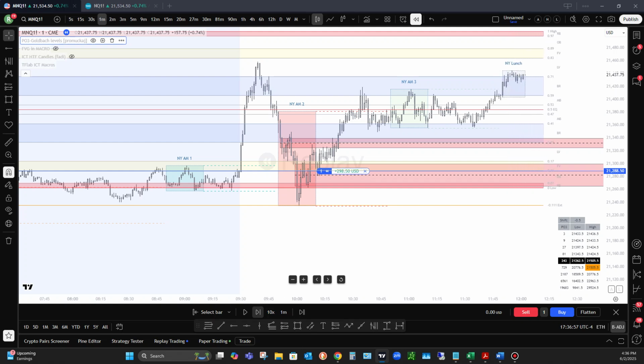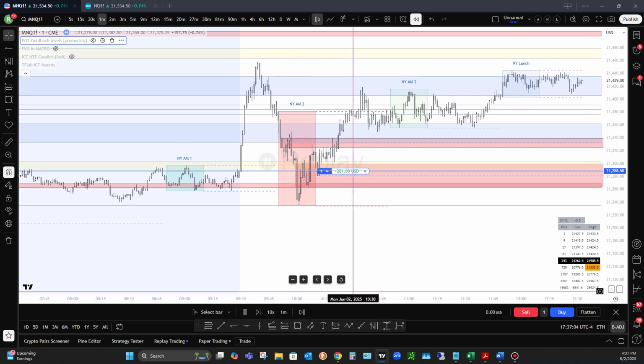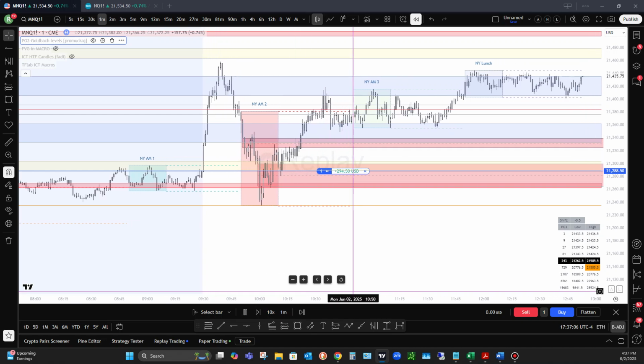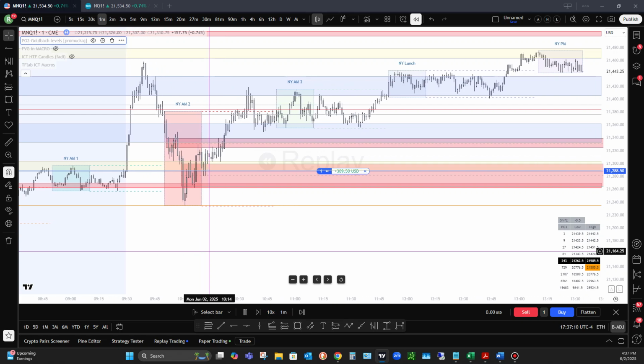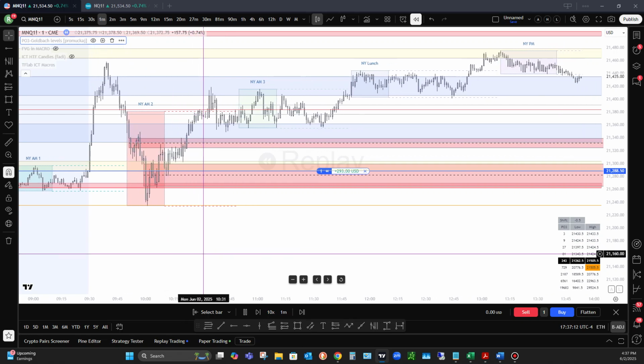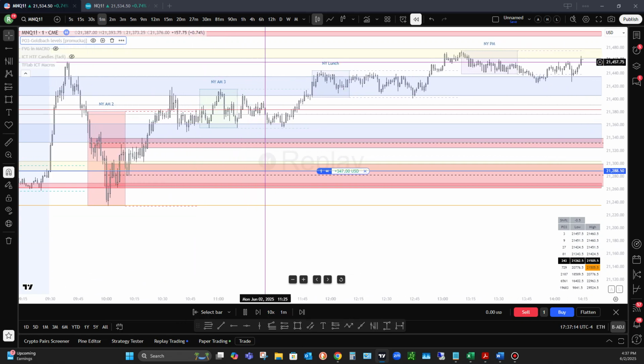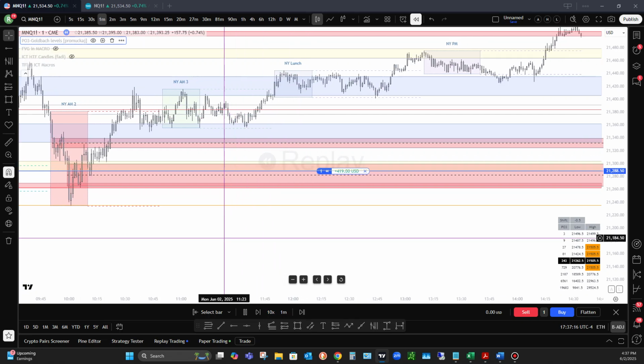Now we're in the lunch macro. And I'll just go ahead and play this out so you can see. So you could have gotten in a trade this morning at approximately 10:15 or so, and just held it all day to the other side of this partition, and there we go.